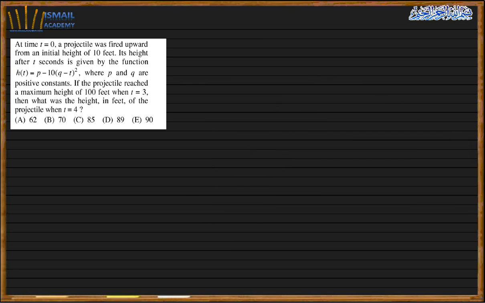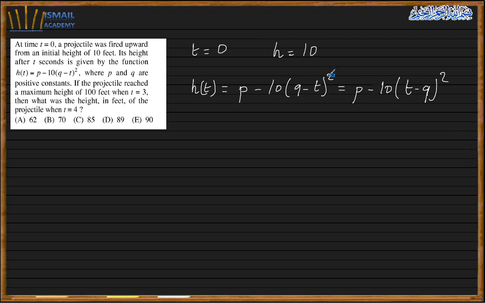Next question. At time t, a projectile was fired upward from an initial height of 10 feet. That means at t equals 0, the height is 10. Its height after t seconds is given by the function h(t) equals p minus 10(q minus t) squared. Or I can write it as p minus 10(t minus q) squared. Why? Because we have a square here. If you switch position, it's like I'm taking minus as a common factor, then minus with the square becomes positive. So these two functions are the same.